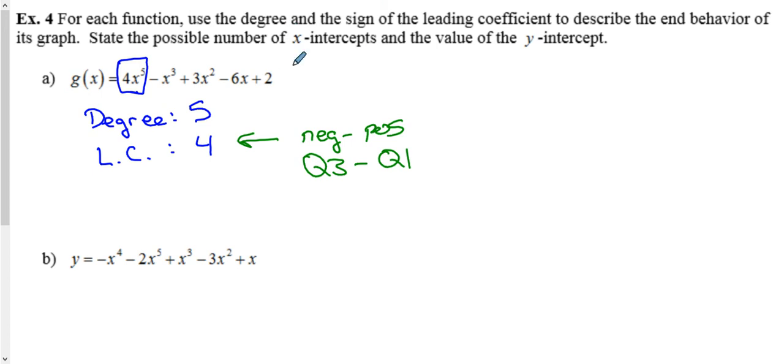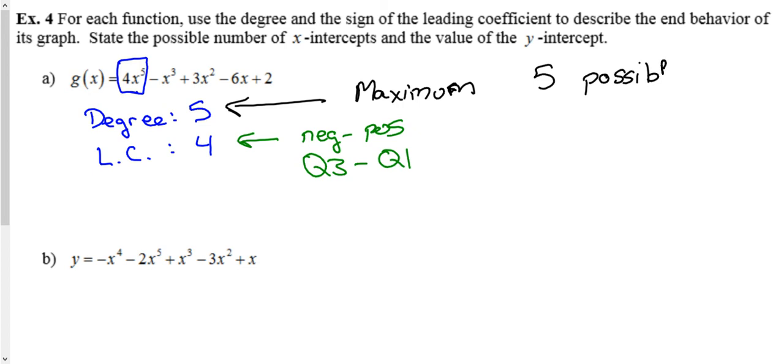Our x-intercepts, so let's talk about that. X-intercepts are going to be based off of degree. If it's degree 5, we could have a maximum of 5 possible x-intercepts. You could have less than 5 for sure, but 5 would be the most x-intercepts that you could have in this example here. And the value of the y-intercept, of course, is always going to be this constant term right at the end there, so our y-intercept is at 0, 2.